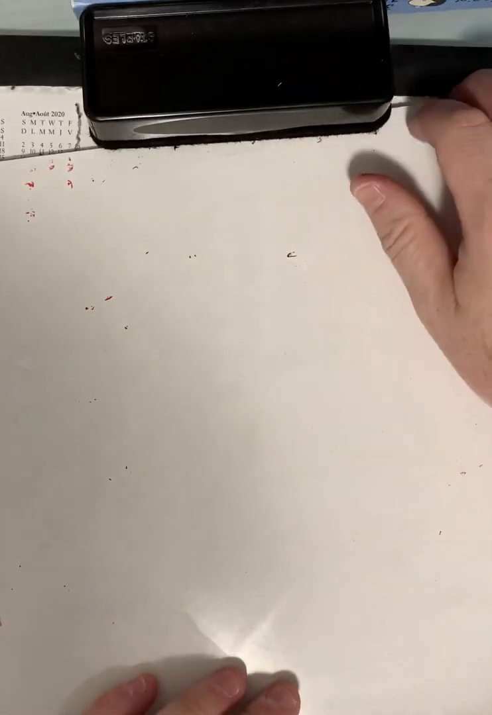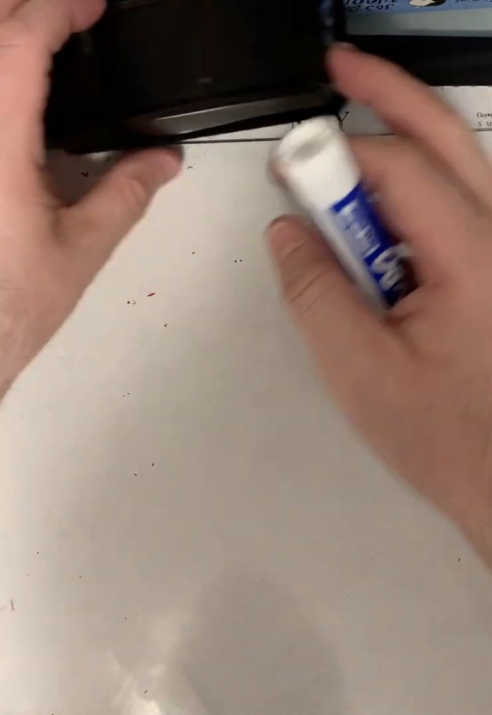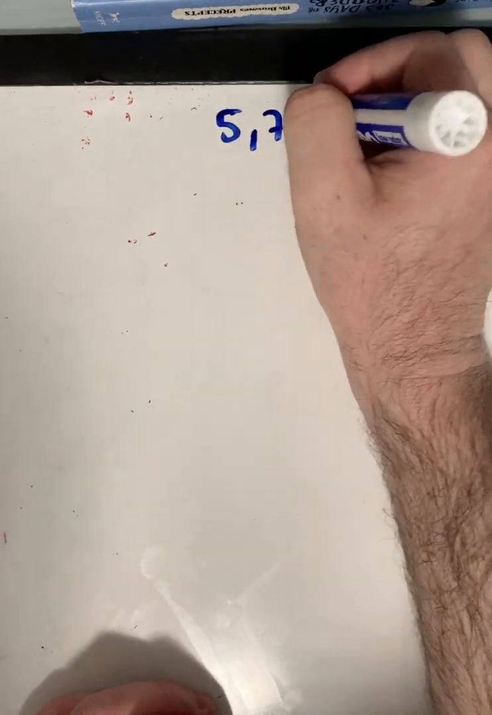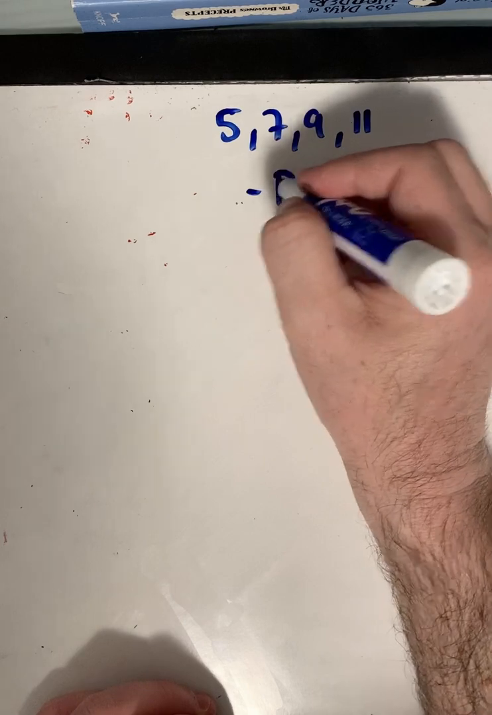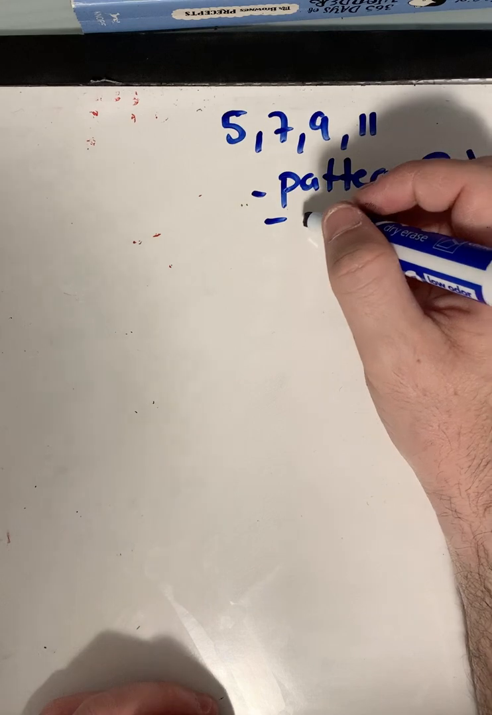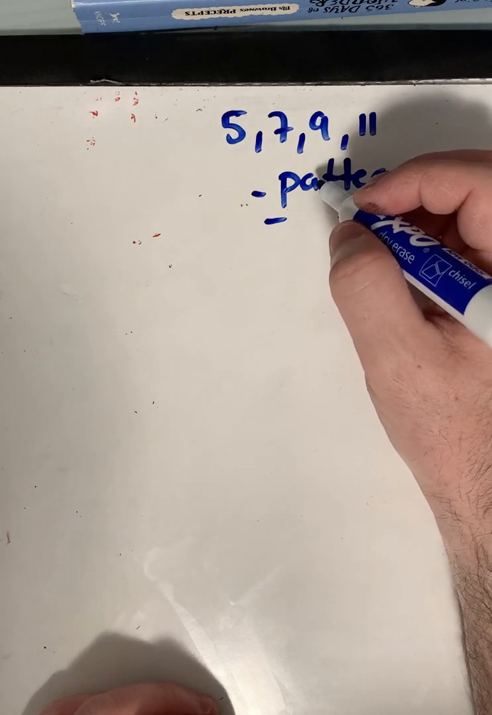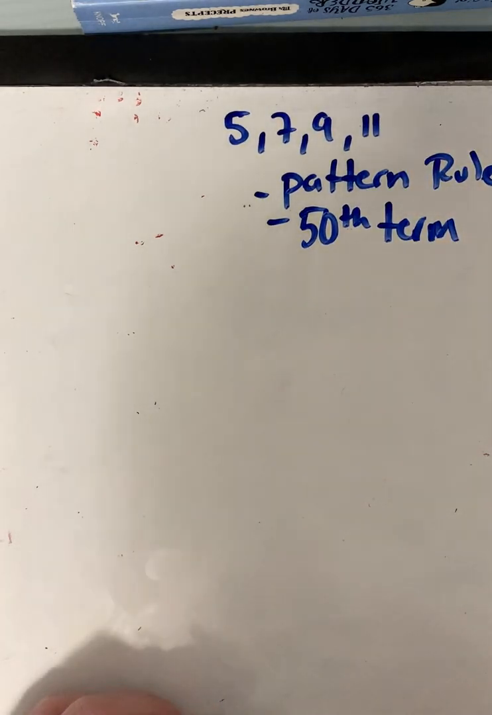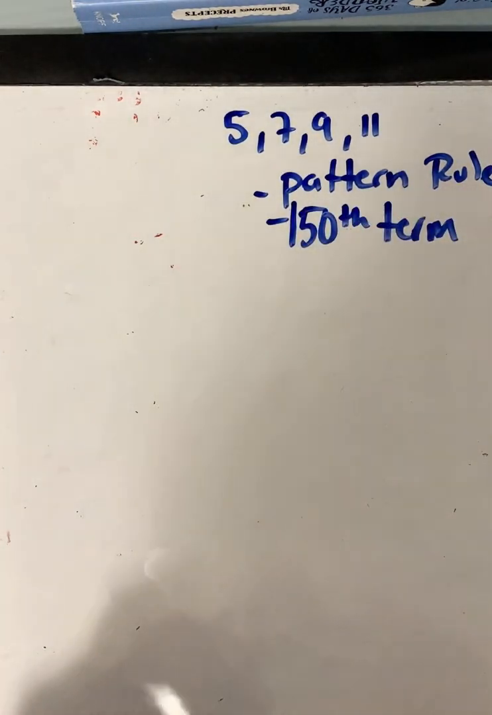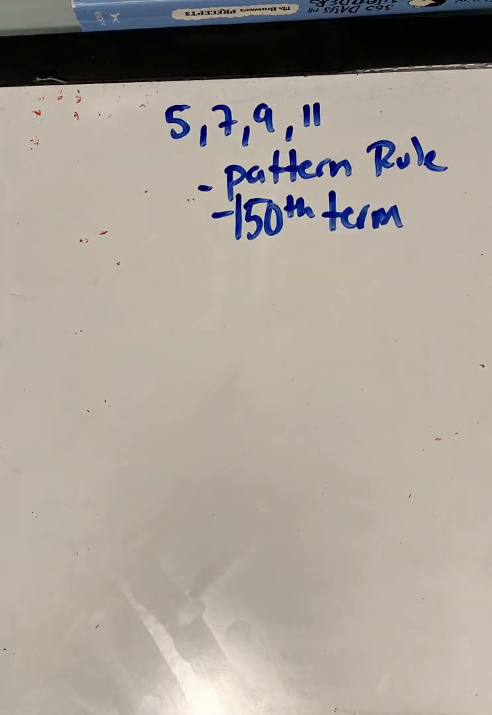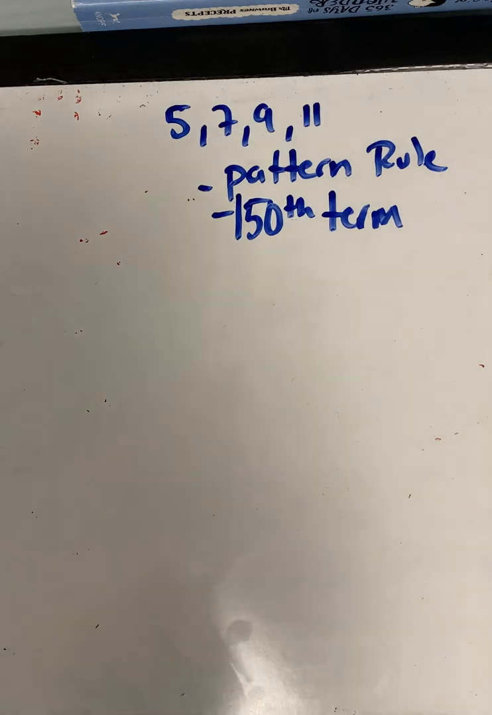So I want to know, in this pattern of 5, 7, 9, 11, I want to know the pattern rule. And I want to know the 50th term. You know what? 150th term. Let's do that. I like it. Okay, go. Take a pause and figure it out.